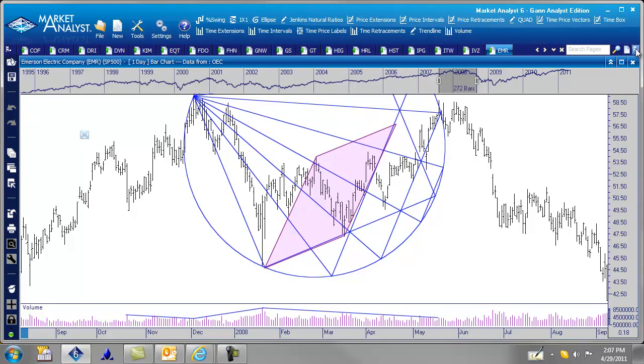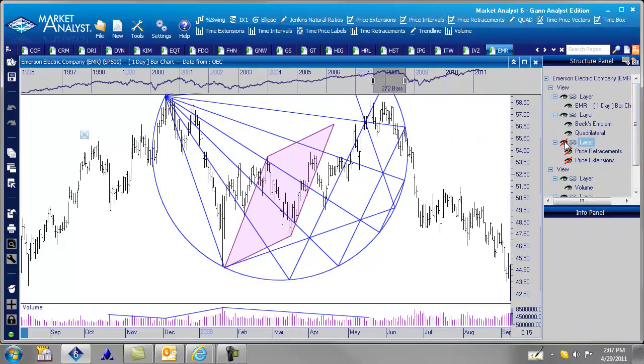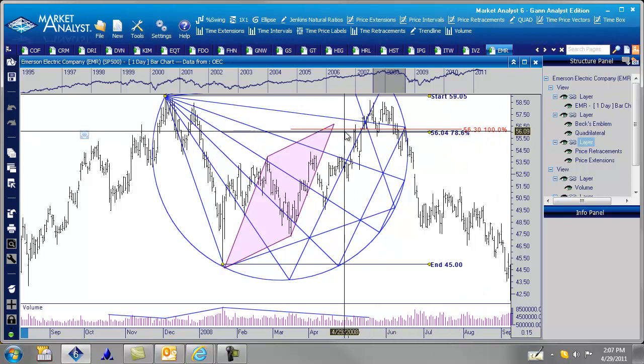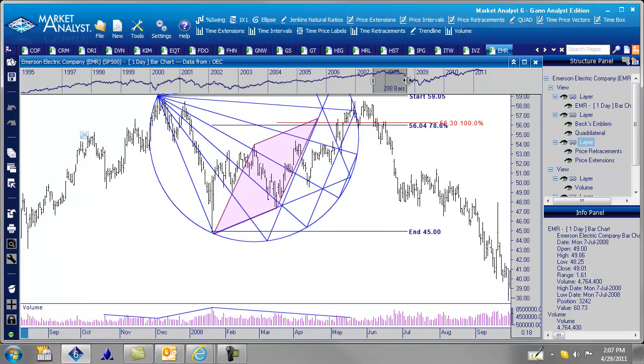I'll just turn on our traditional methods of analysis that we've learned here, and you notice the differences. With just the horizontal Fibonacci line here, we would have sold at 56.04, but with the angle on the Beck's emblem, we would have been a seller at 57.52. So a little bit better entry. The stop still ends up being about at the same spot, above 59.05.